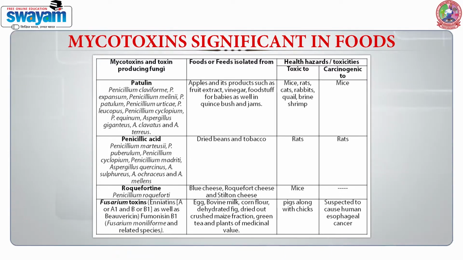Penicillic acid, which is produced by Penicillium mauritius, Penicillium cyclopium, Penicillium madriti, Aspergillus quercinus, Aspergillus sulphureus, etc., is present on dried beans and tobacco, and it has been found to be toxic to rats. Roquefortine is another mycotoxin which is present on blue cheese, and it is produced by Penicillium roqueforti. Fusarium toxins are also produced, which are present in egg, bovine milk, corn flour, dehydrated fig, maize, etc., and it has been found to be toxic to pig along with chicken.